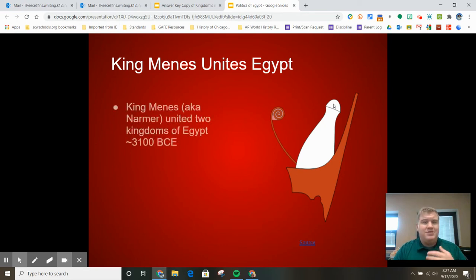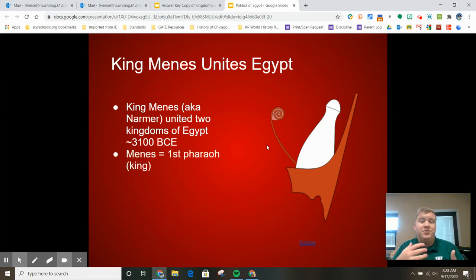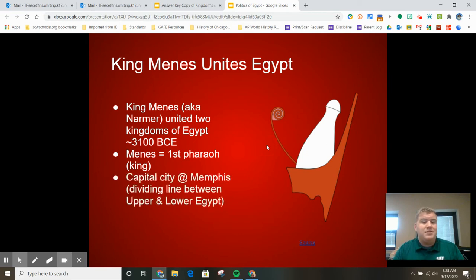Under his pharaohship, King Menes ended up uniting these two kingdoms roughly around 3100 BCE. BCE, by the way, stands for before the Common Era. It's kind of like the BC that you may know from middle school or even elementary school. King Menes was considered the first pharaoh of this new united Egypt, and he made a new capital city, Memphis.